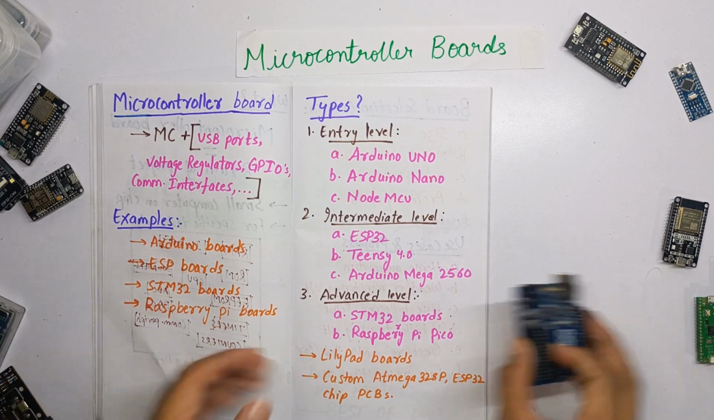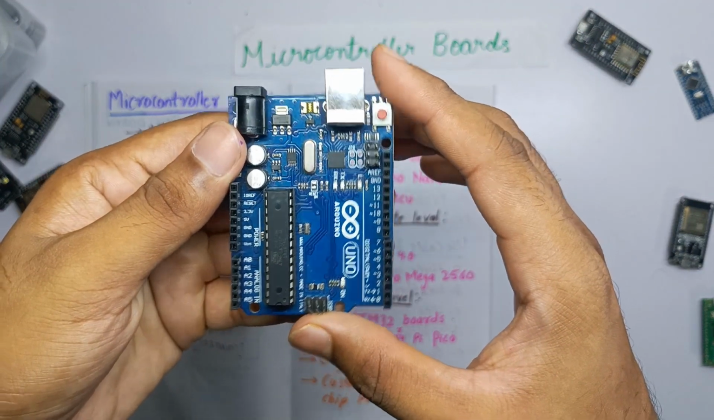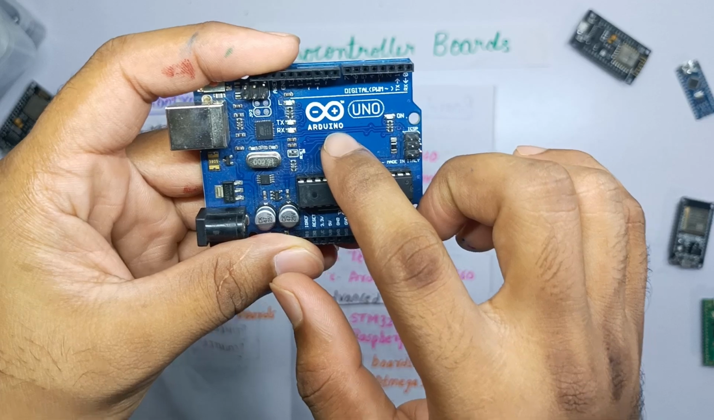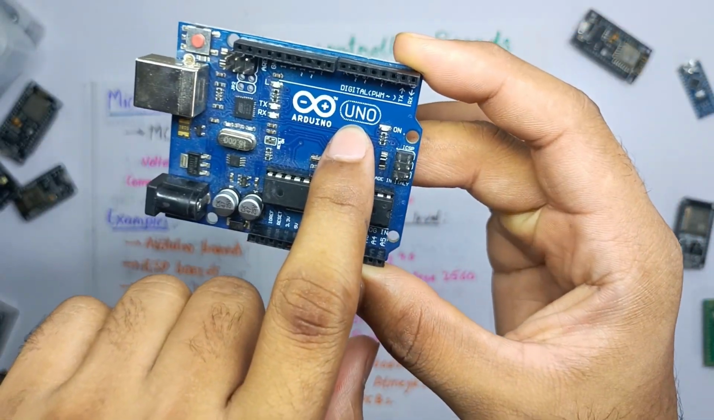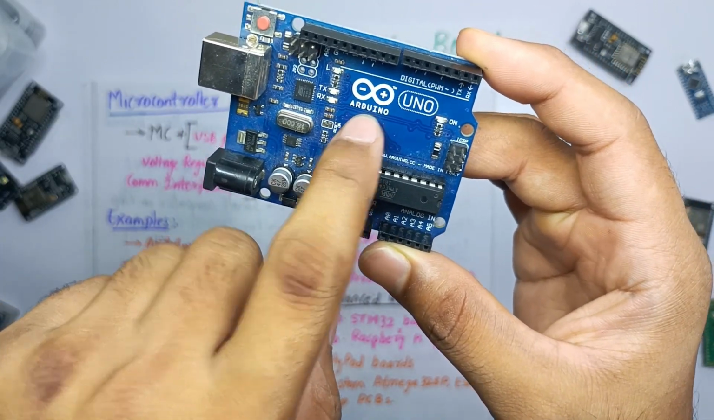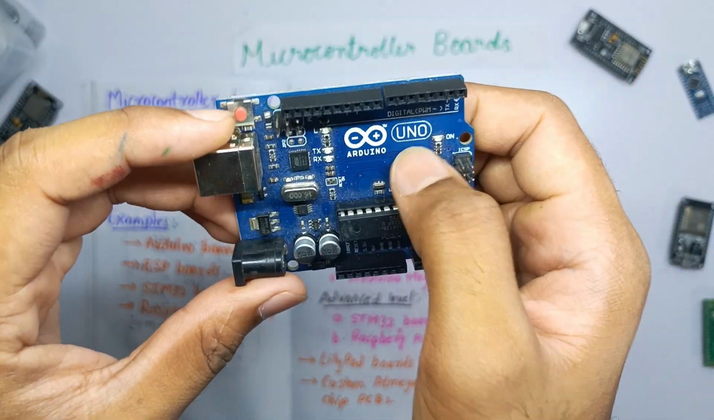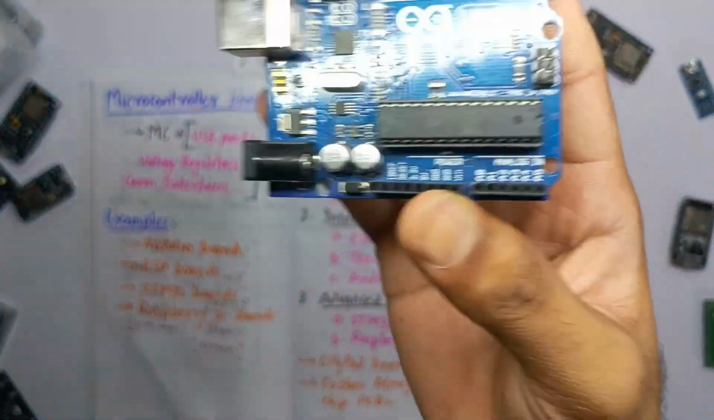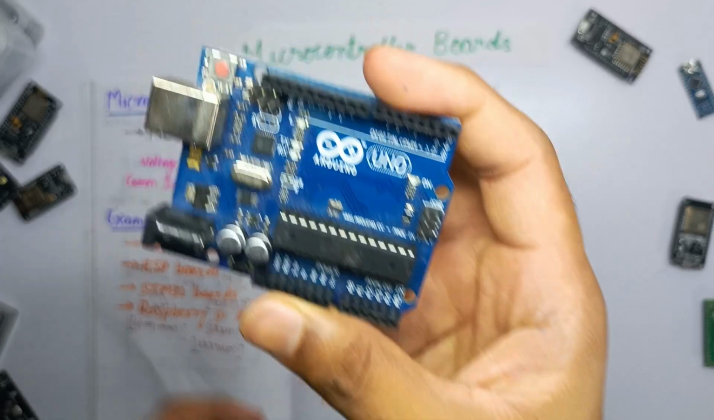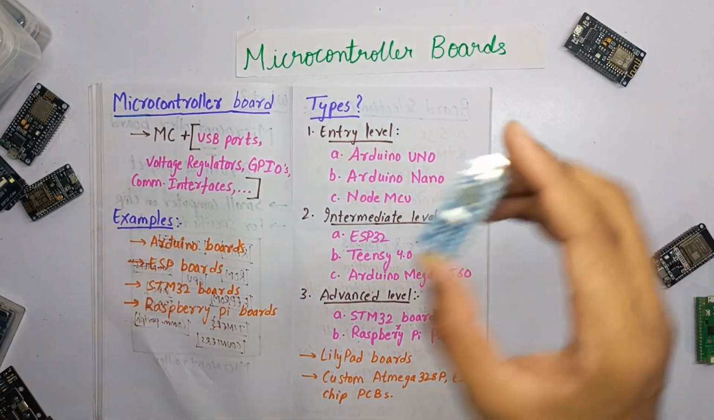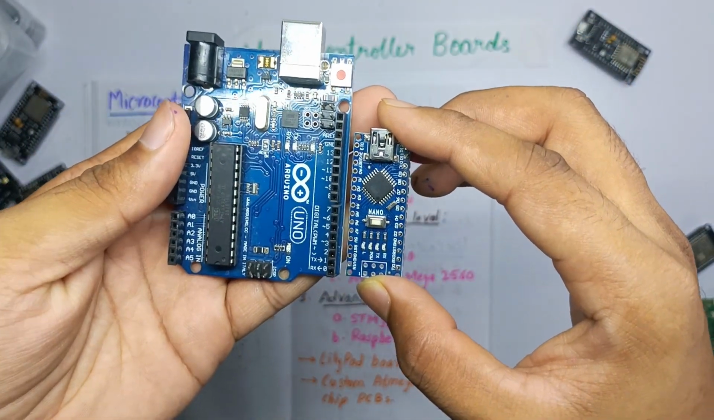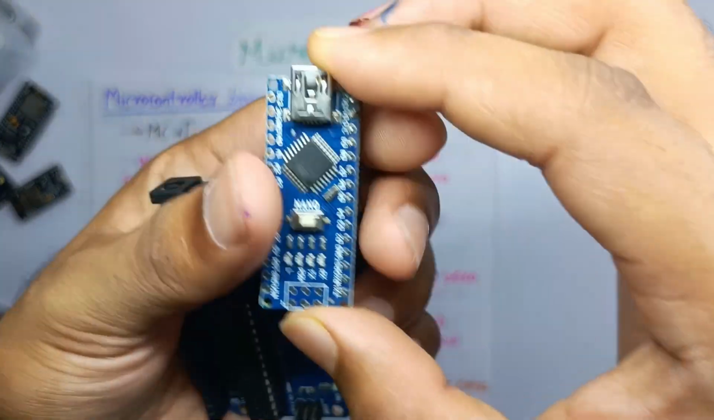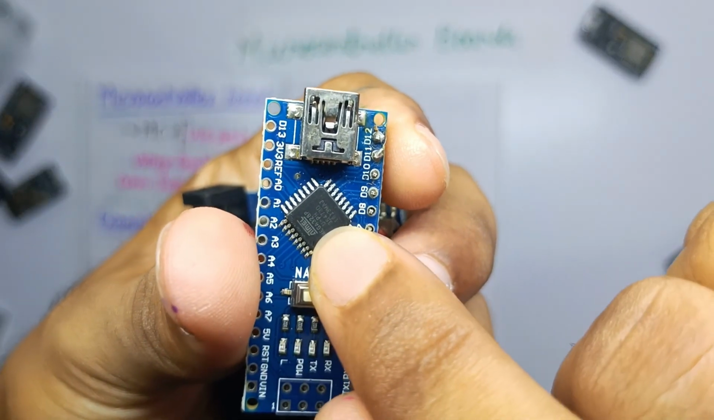Let me show you. This here is the Arduino Uno board. Arduino is the company that produces these boards. Uno is the model name, right? So Arduino is the company that produces these boards, and Uno is the model name for this board. And this is Arduino Uno, and this is Arduino Nano. You may compare the sizes. Arduino Uno, Arduino Nano, and it also has this one.